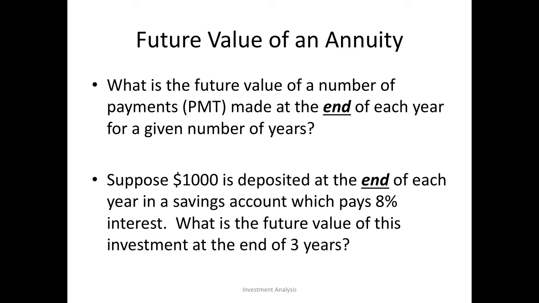Suppose $1,000 is deposited at the end of each year in a savings account, and that savings account pays 8% interest. What you'd like to know is what's the future value of this investment at the end of the 3 years. Important in this example is that the $1,000 is being deposited at the end of each year. In class on Friday, I'll talk about why that matters and how we can make adjustments to our calculations to reflect whether or not that deposit is made at the beginning or at the end of each year.